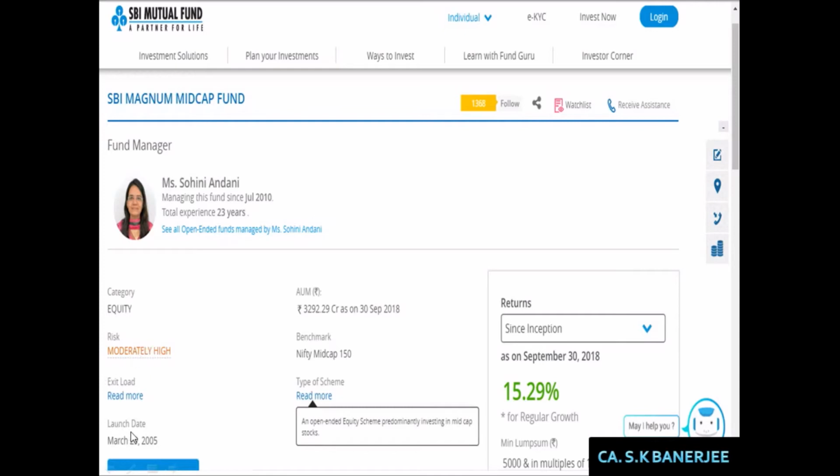When was the fund launched? The date is given here. The benchmark to which the fund belongs is the Nifty Mid-Cap 150. What is the return since its inception? 15.29% for regular growth. Minimum lump sum amount you can invest is 5,000 rupees and in multiples.